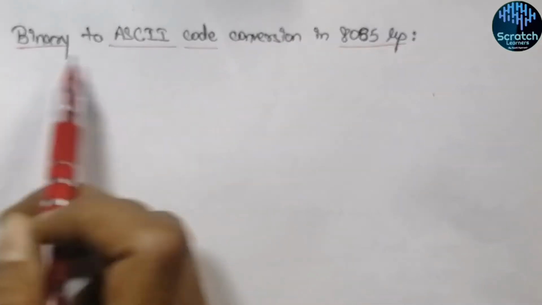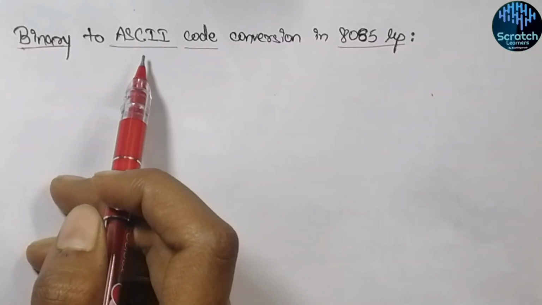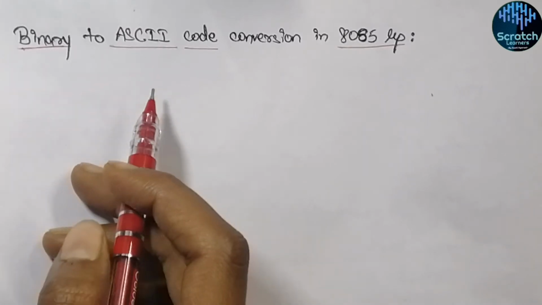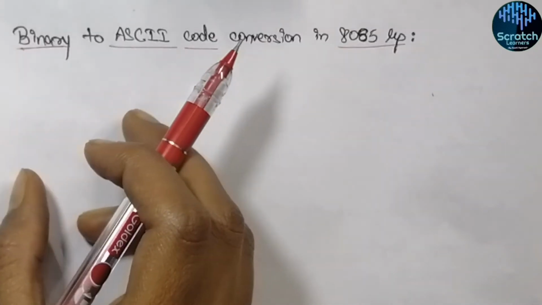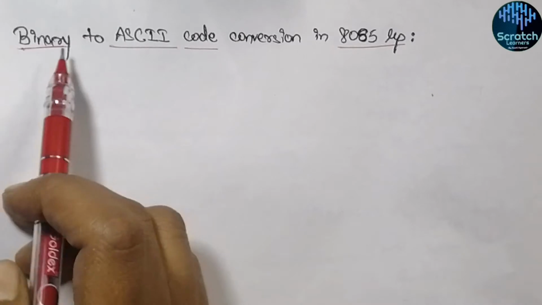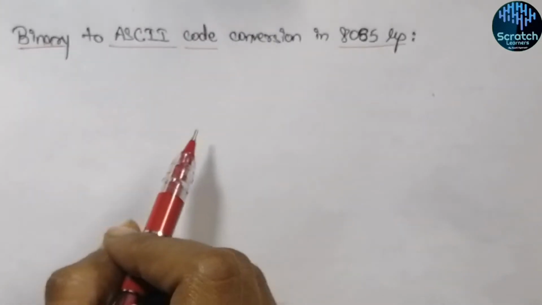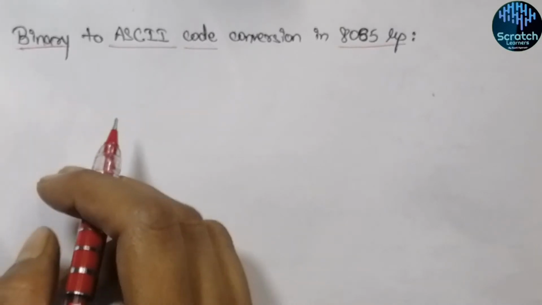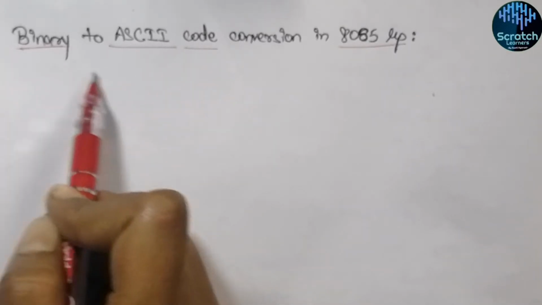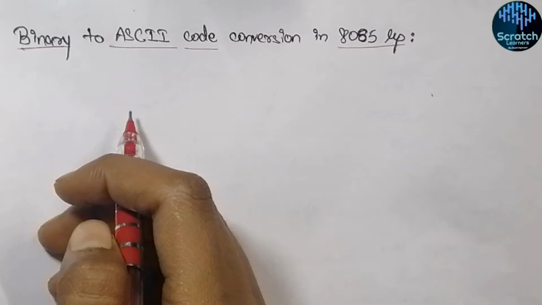There is a concept behind binary to ASCII code conversion. Okay, it's like a formula. And if you understand this concept well, then by observing the sequences, you can easily write its assembly language program. So let's move on towards the concept of binary to ASCII code conversion.